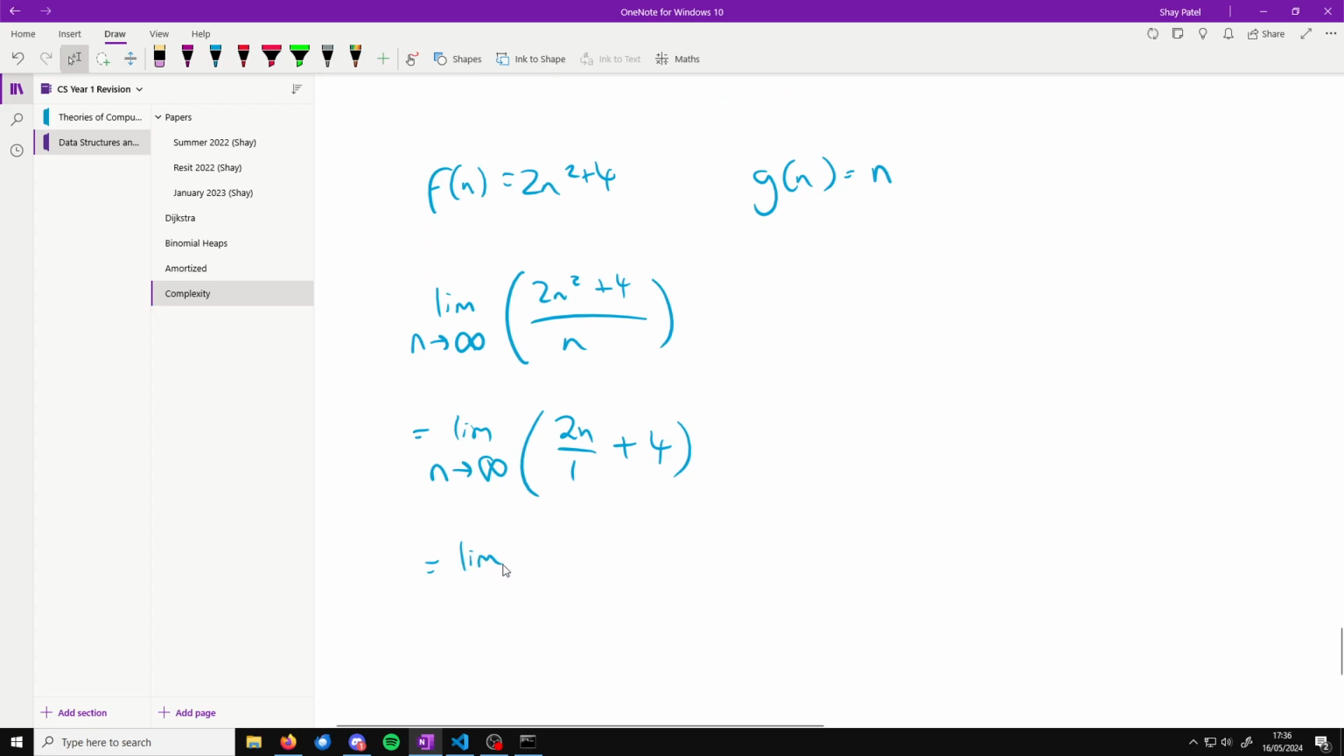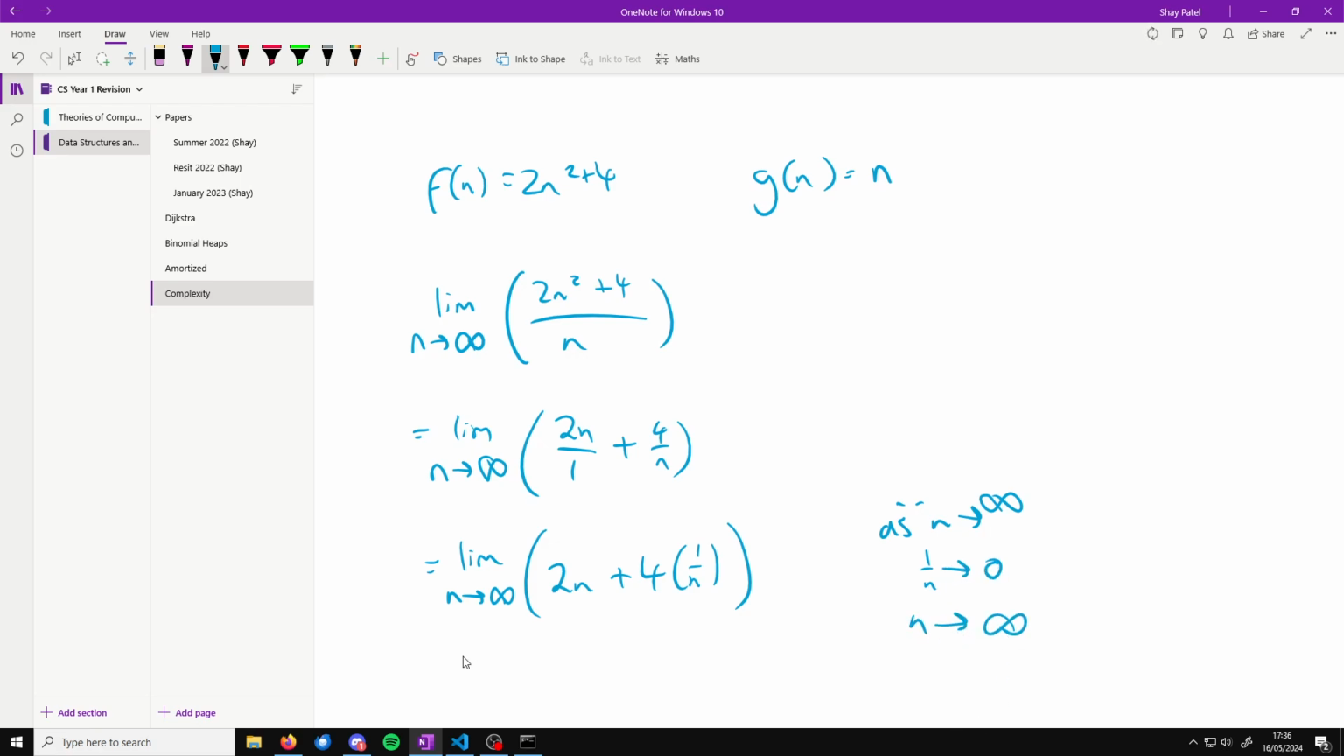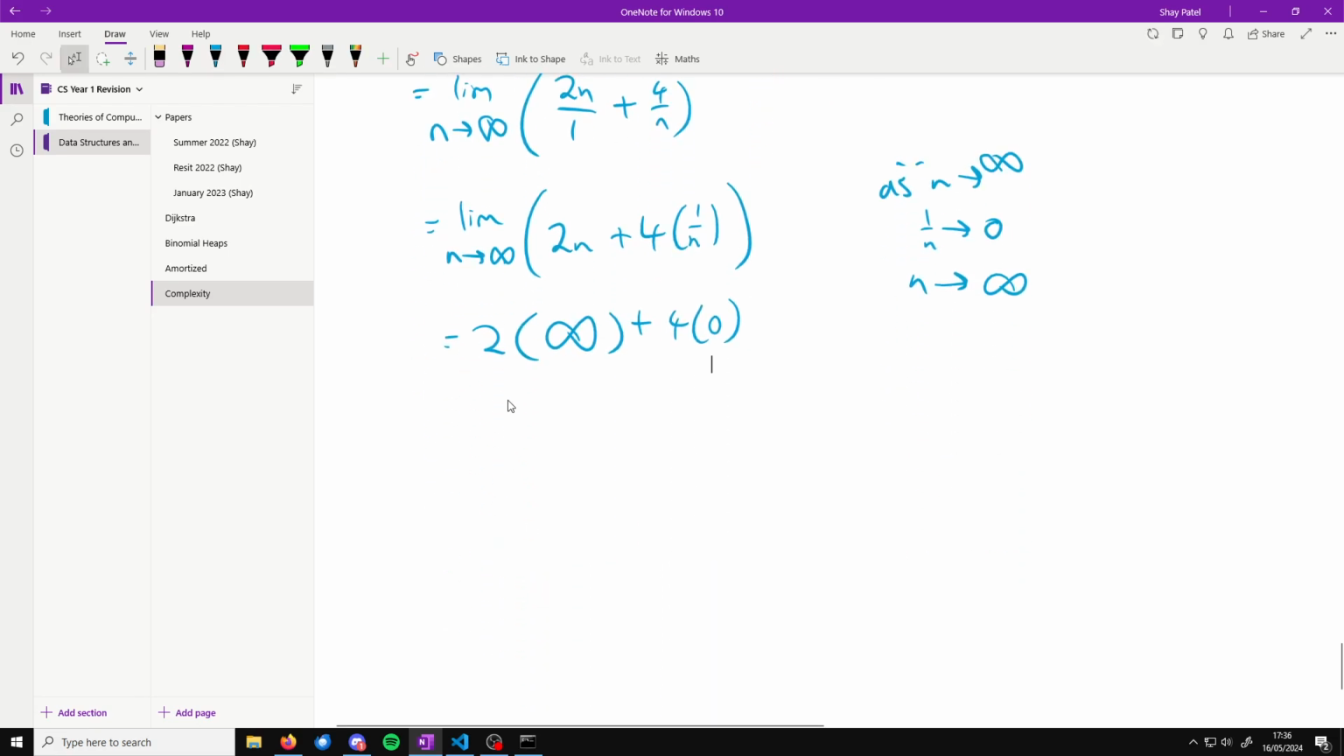which is just 4 over n, which is just the limit as n goes to infinity of 2n plus 4 times 1 over n, and then we can say as n tends to infinity, 1 over n tends to 0, n tends to infinity, so this would become 2 times infinity plus 4 times 0, which is just infinity, which is not equal to 0, therefore also in this case f of n is not in little o of g of n.